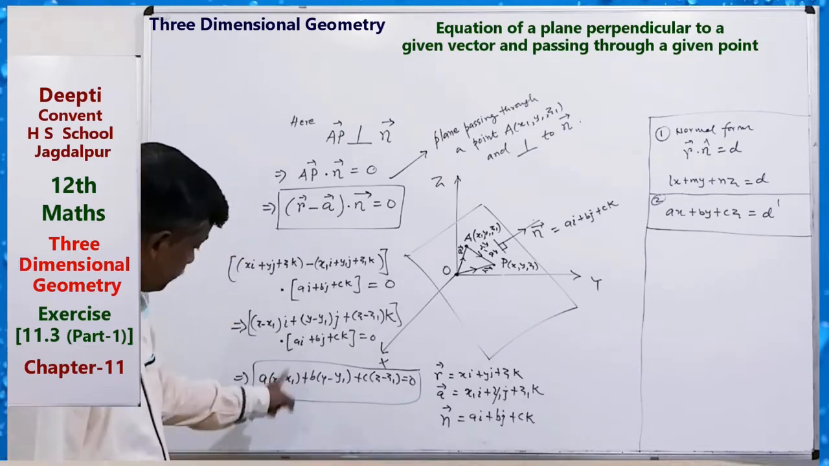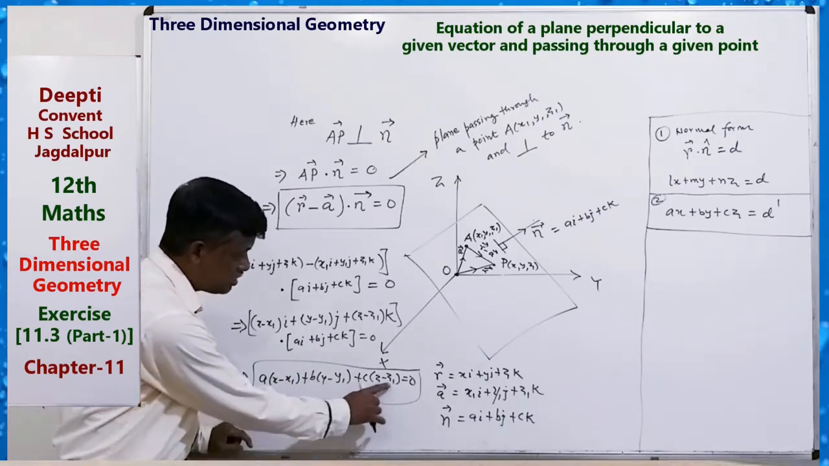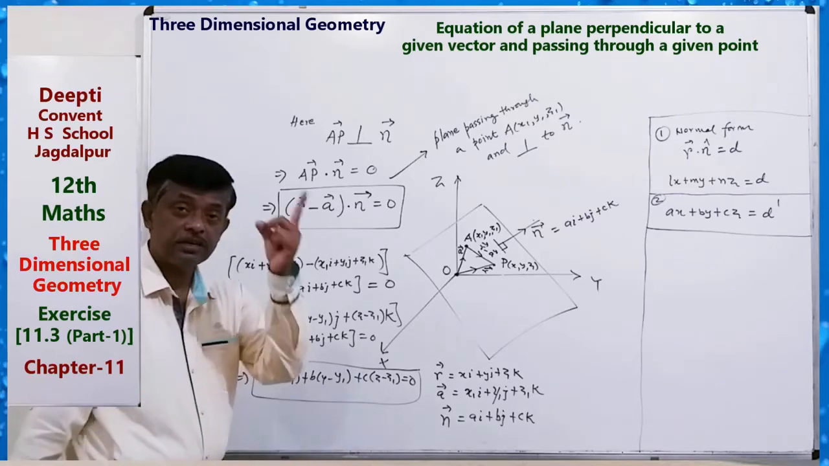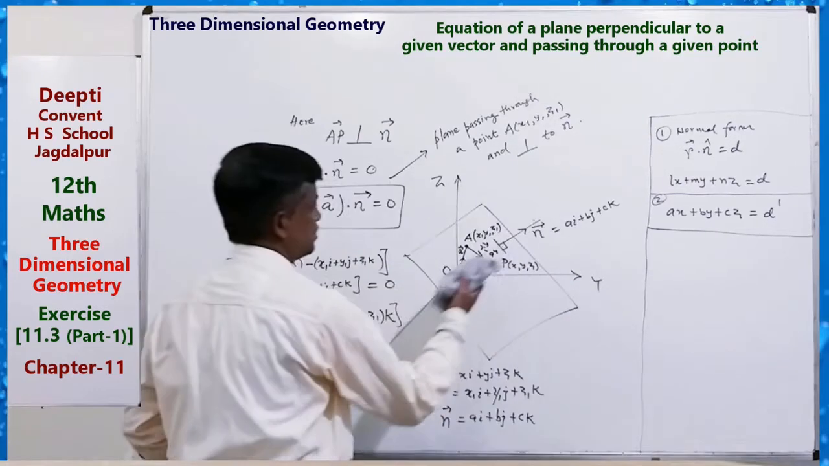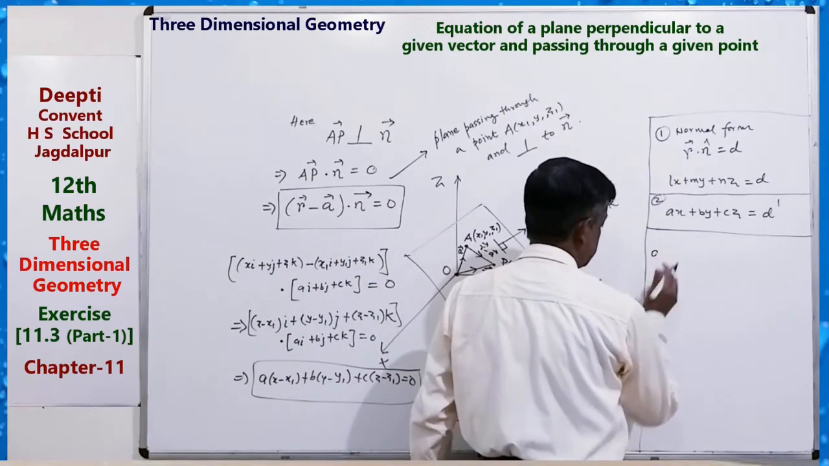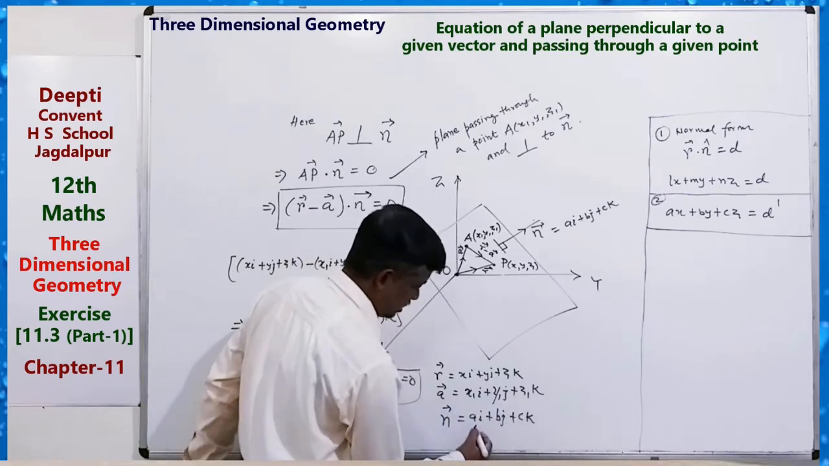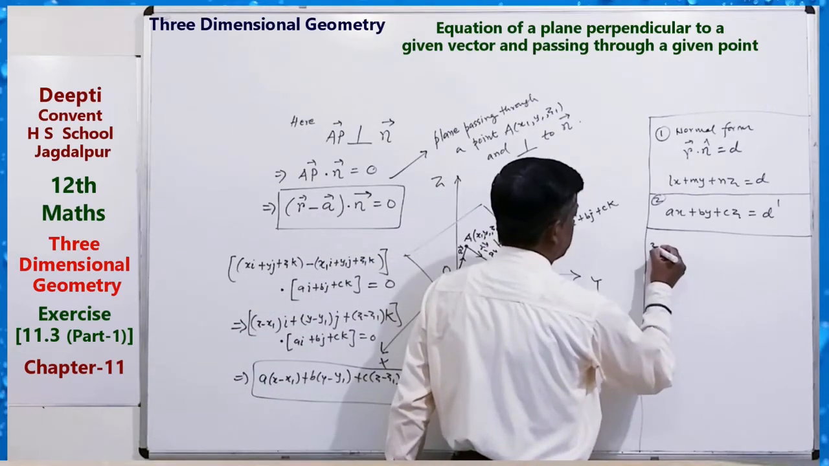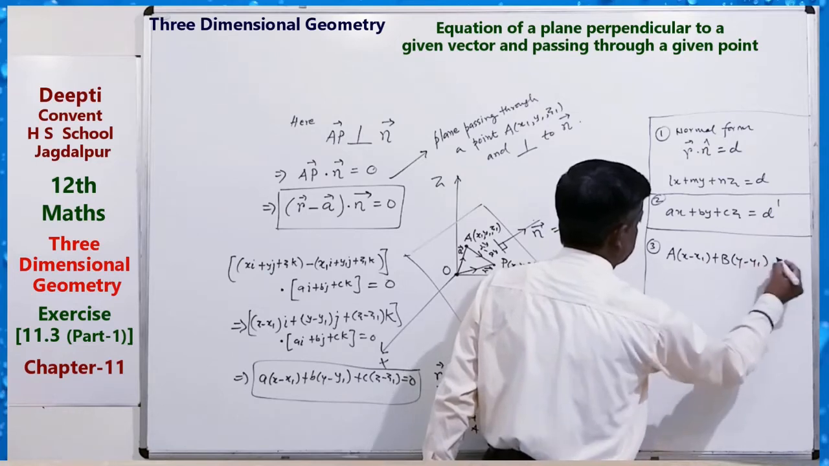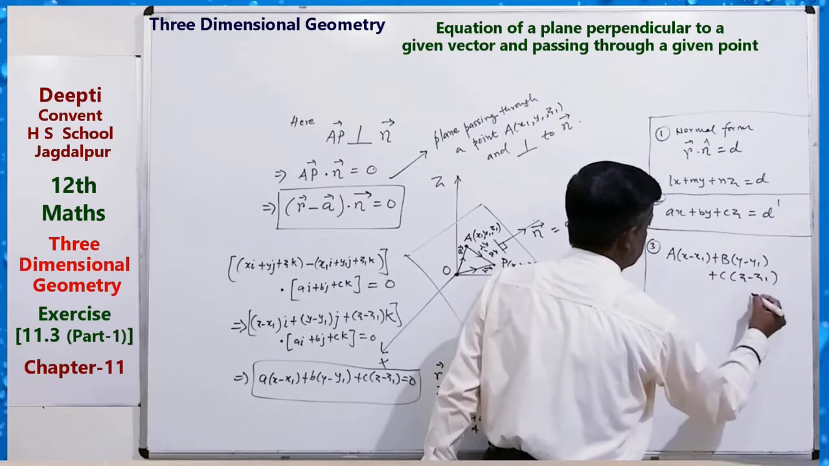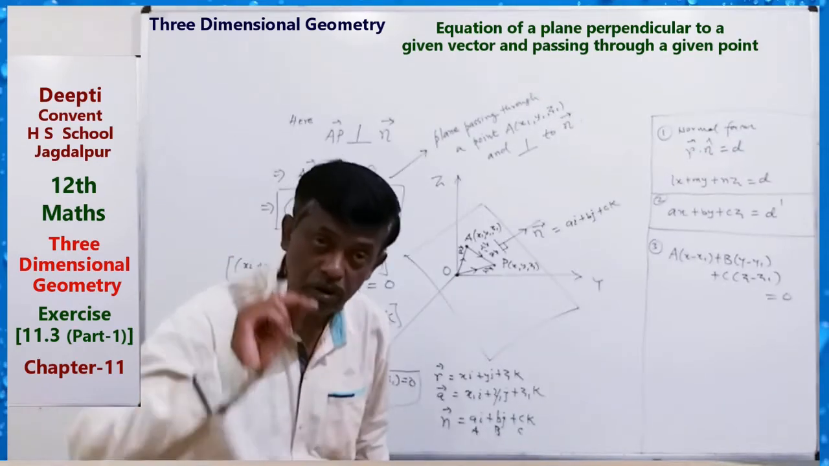This is the equation of a plane passing through a point x1, y1, z1, and a, b, c are the direction ratios of the normal to the plane. Okay, so remember this formula. We can also write it using capital A, capital B, capital C: A times x minus x1 plus B times y minus y1 plus C times z minus z1 equals 0, passing through the point x1, y1, z1, and A, B, C are the direction ratios of the normal to the plane.